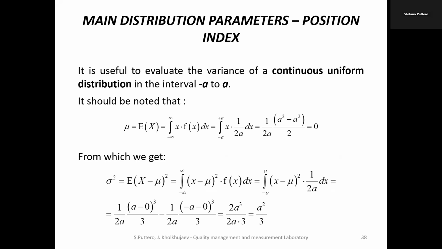lesson. That is, if we are evaluating the variance of a continuous uniform distribution in the symmetric interval, so an interval that goes from minus a to plus a, the variance, so the sigma squared, is equal to, it's not necessary to calculate all the value of the variance, but we can remember that the variance is equal to a squared over 3. But it's just an example, just a curiosity.